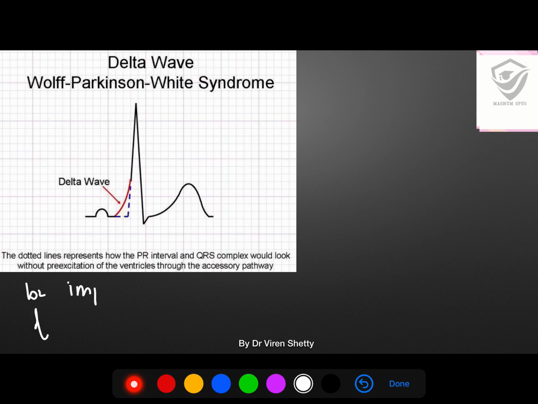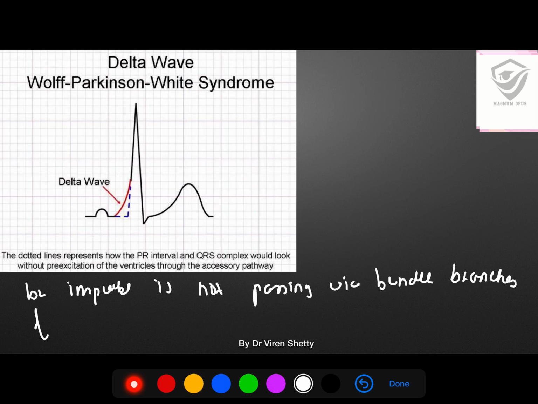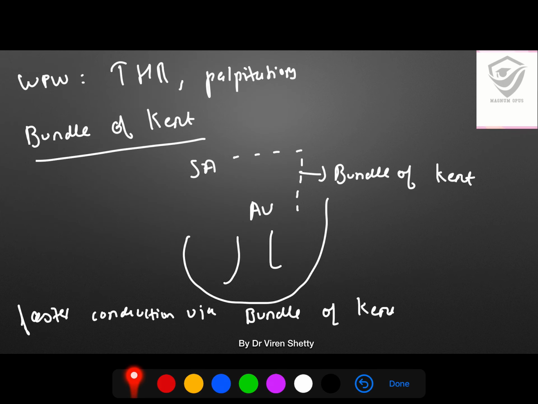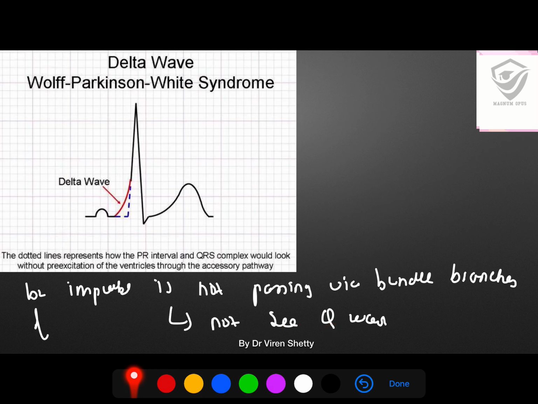Because the impulse is not passing via the bundle branches, we will not see the Q wave. If you go back to this circuit, the impulse is directly passing via the bundle of Kent. It is not going through these bundle branches. That's why you will not get a Q wave.